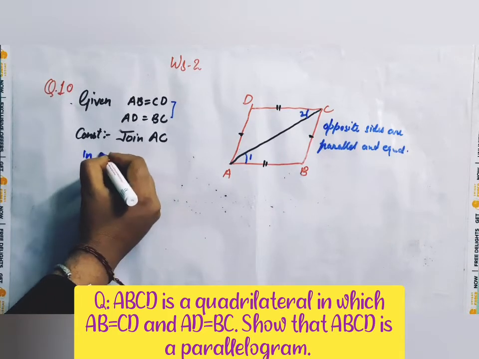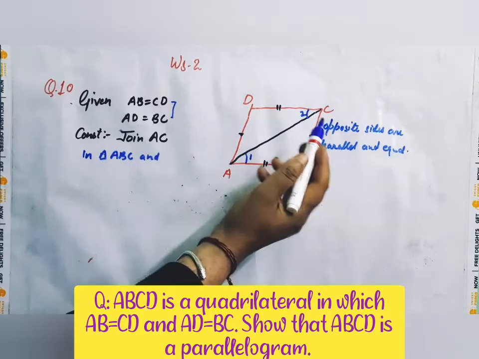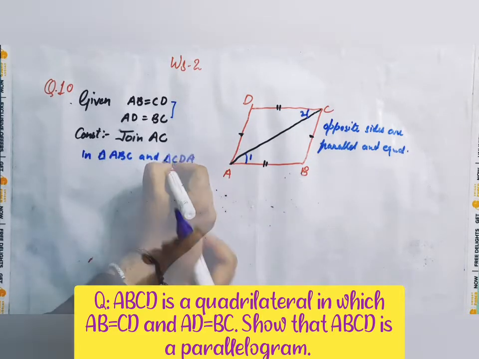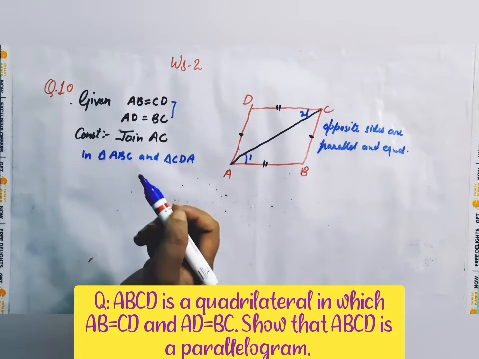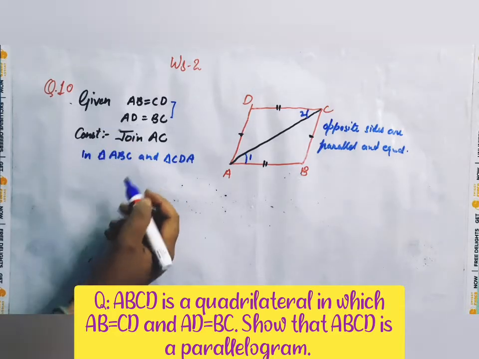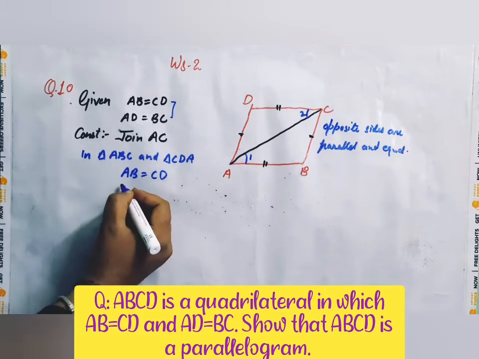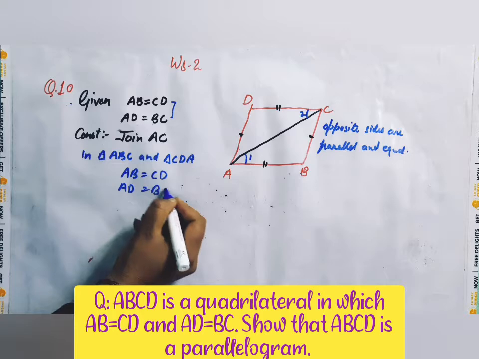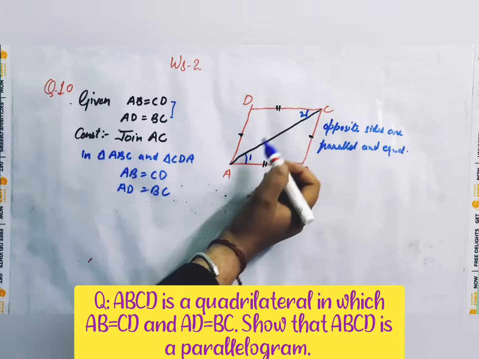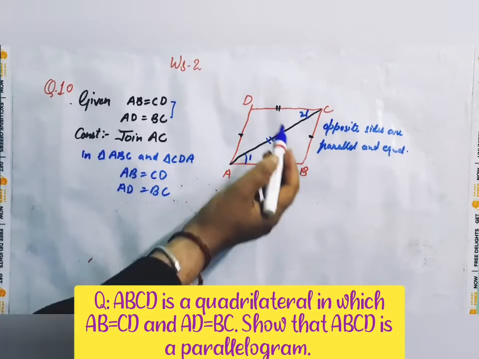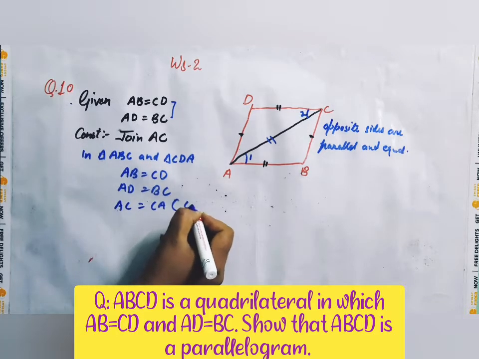So, in triangle ABC and second triangle CDA, we know that to prove them congruent, we need to prove three parts equal. Which parts do we have to take? The first one is given, AB equals CD. Second one is given, AD equals BC. Then the third one will be AC equals CA. It is a common side of both of the triangles. So AC equals CA, it is common.